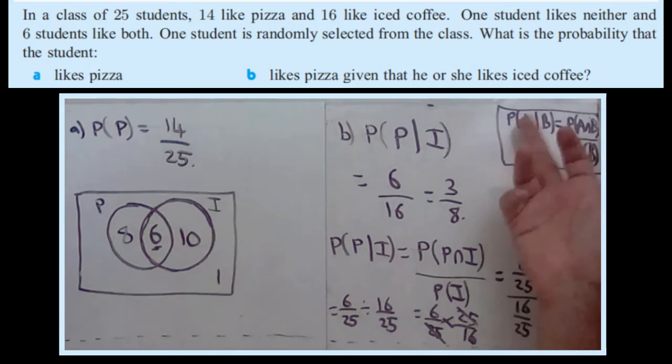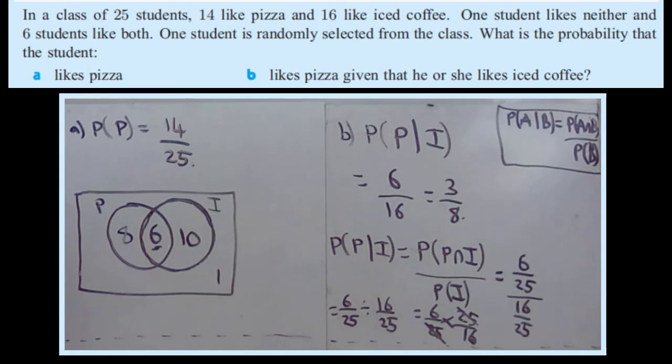So we will be using this formula a lot more. But remember, the probability of A happening, given that B has already happened, is the probability of both over the probability of the given one.